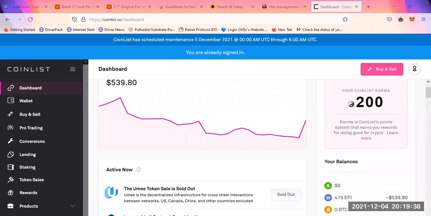Let me check the previous sales I participated in. If you want to check the previous sales, you can click on these token sales on the left. Are you seeing it?